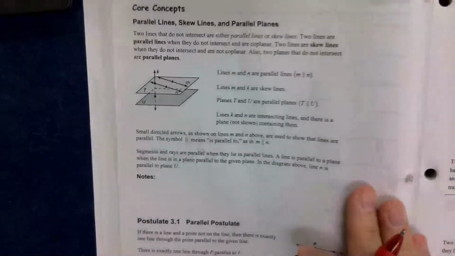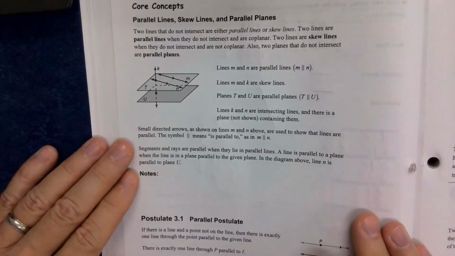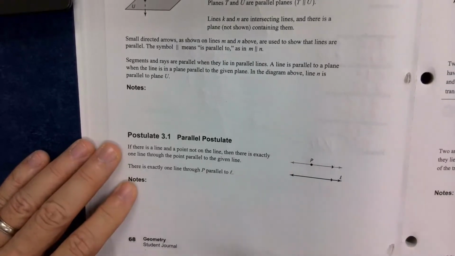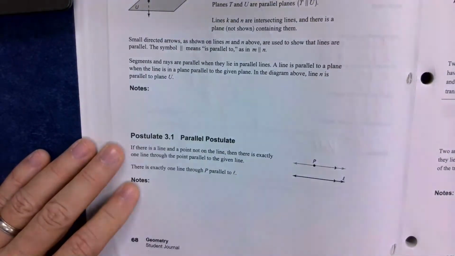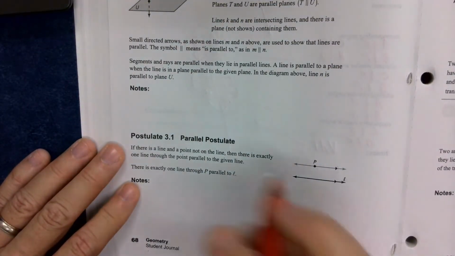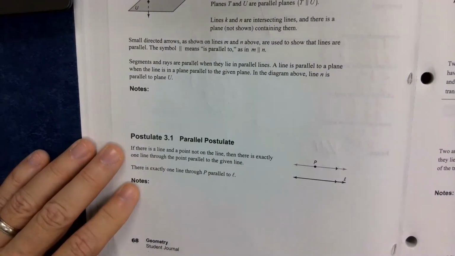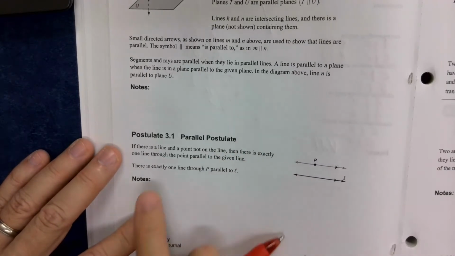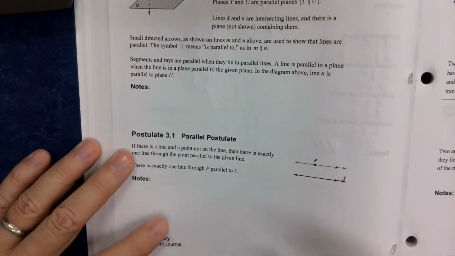Okay, so what happens over here when we start talking about parallel lines, parallel planes, skew lines, stuff like that? Well, we have a couple things down here, and you can read this stuff on your own. It's not a big thing. It's kind of some of the stuff I already talked about. But right here, this says parallel postulate. Basically, it's saying this. There's exactly one line through P that's parallel to L.